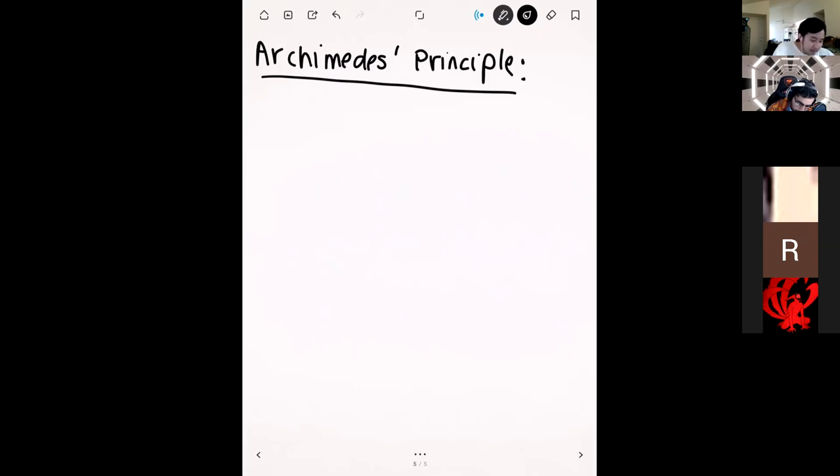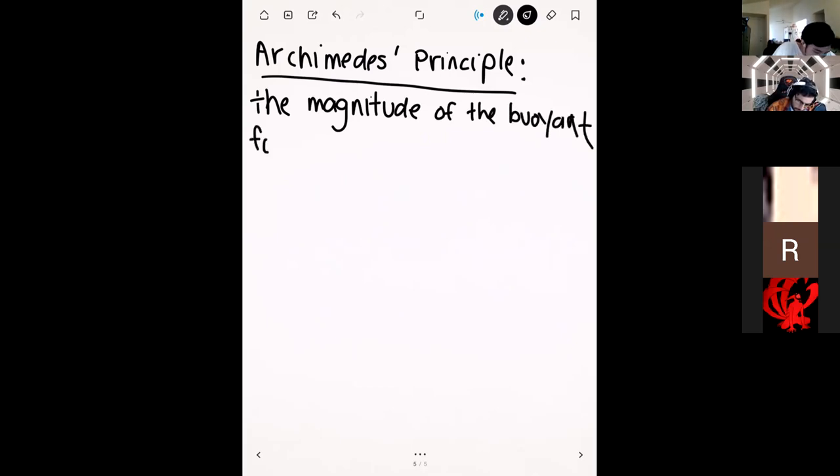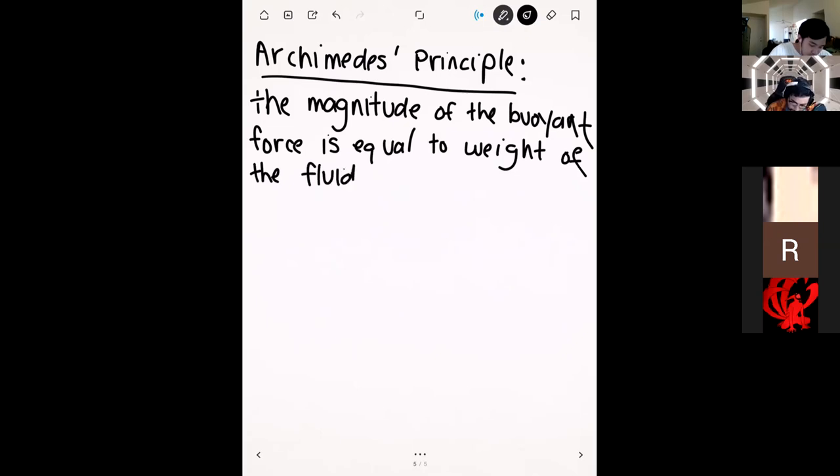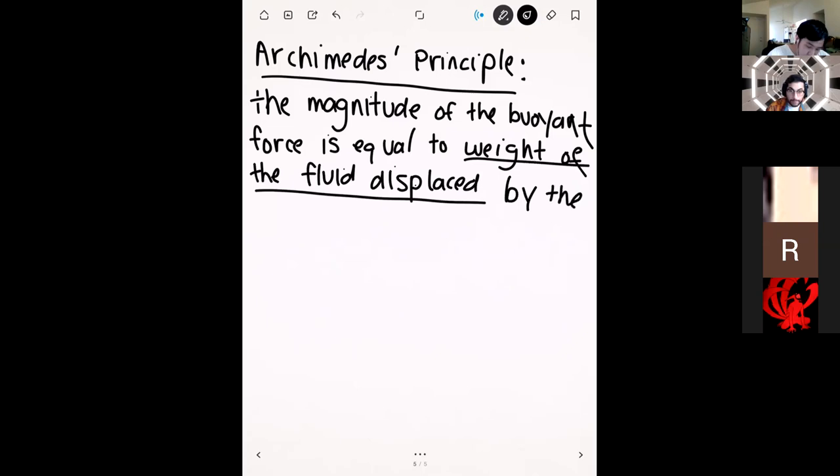Okay, so Archimedes' principle says that the magnitude of the buoyant force is equal to the weight of the fluid displaced by the submerged object. Okay, and that's basically exactly what we saw on the previous page.